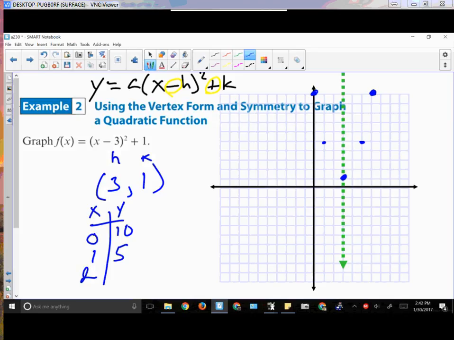If I put 2 in, what's 2 minus 3? Negative 1. What's negative 1 squared? 1. What's 1 plus 1? 2. So I know that it's going to be right here, and there's going to be 1 right there. So if I put 2 in, I get 2 out. And since the vertex was at (3, 1), I have enough information here to come up with my parabola.